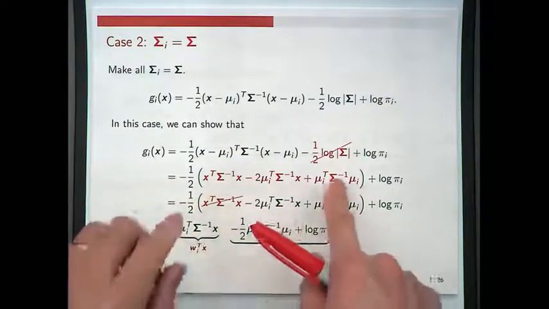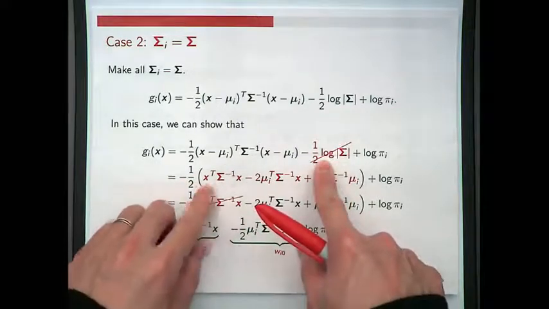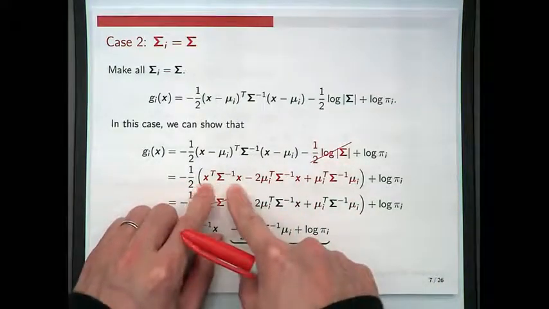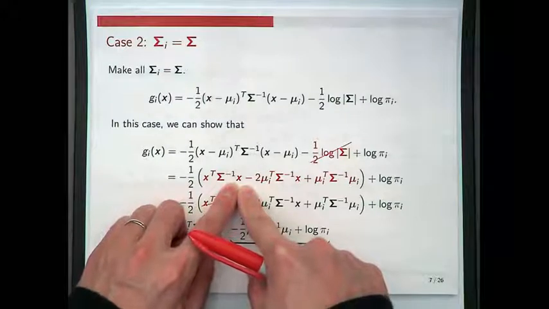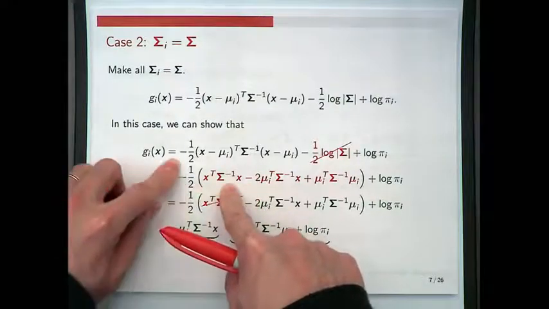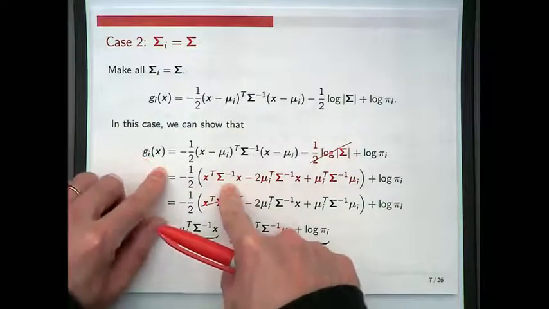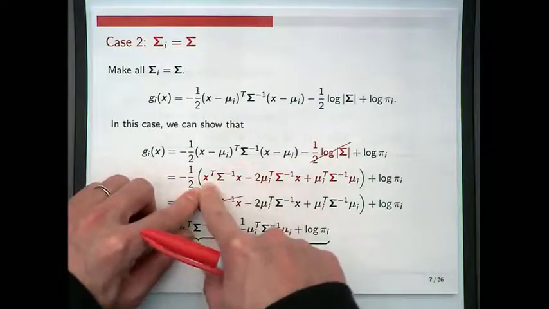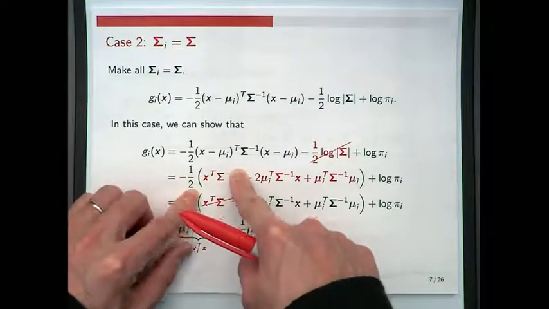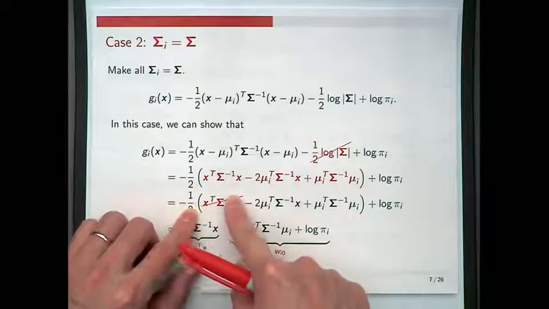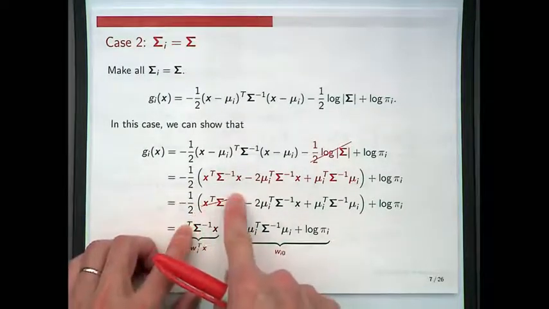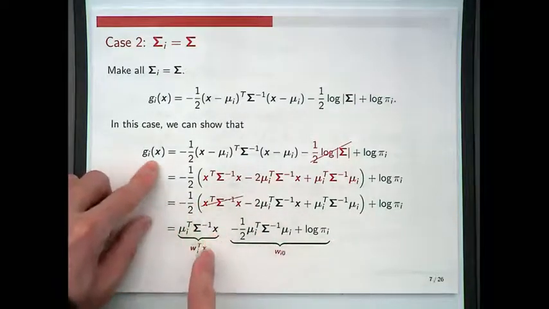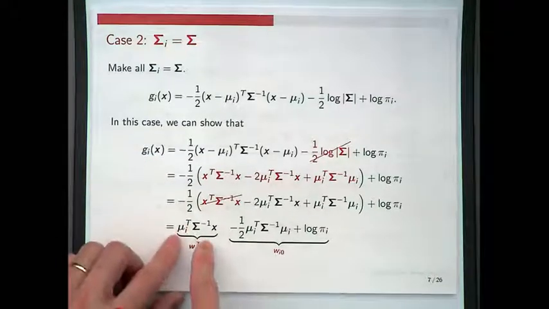Now, you're applying the same trick as before. Since this first term, x transpose sigma x, doesn't contain any i, because at the back of my optimization I want to find the i, it has nothing to do with i, so it will not influence your optimization result. You can simply drop that. And so when you drop this term, you realize that this g_i, the discriminant function, can be written as follows.